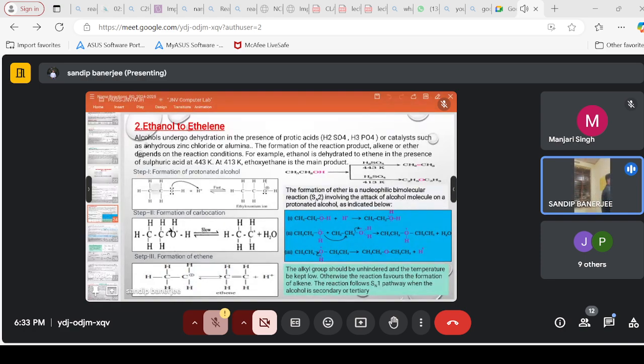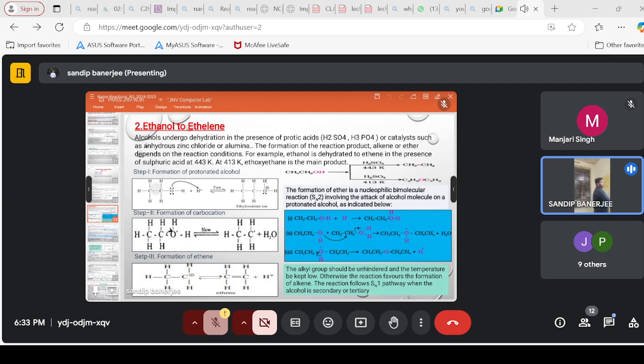But if you are going with 413 Kelvin temperature, the reaction will give you another intramolecular dehydration product, that is called your ether. Now in the first stage, the protonation stage, the protonation happens in the fast way from the H plus. The next stage is the carbocation formation stage. This is the intermediate formation stage and the slow stage.